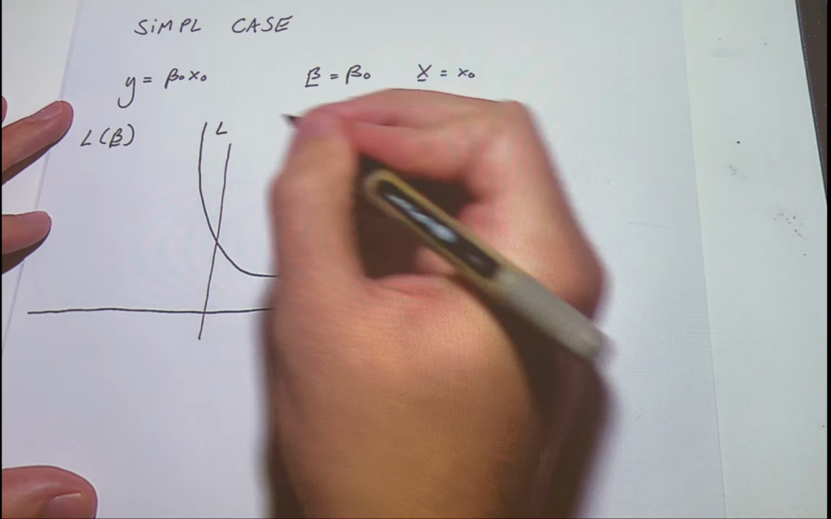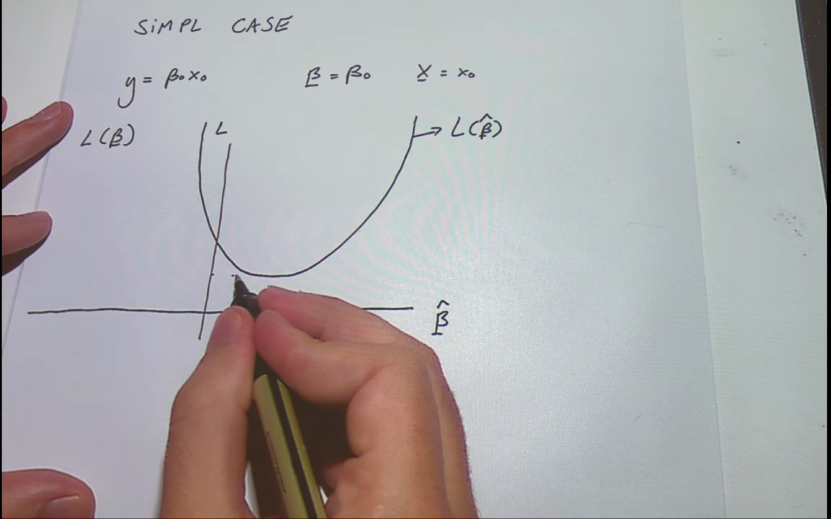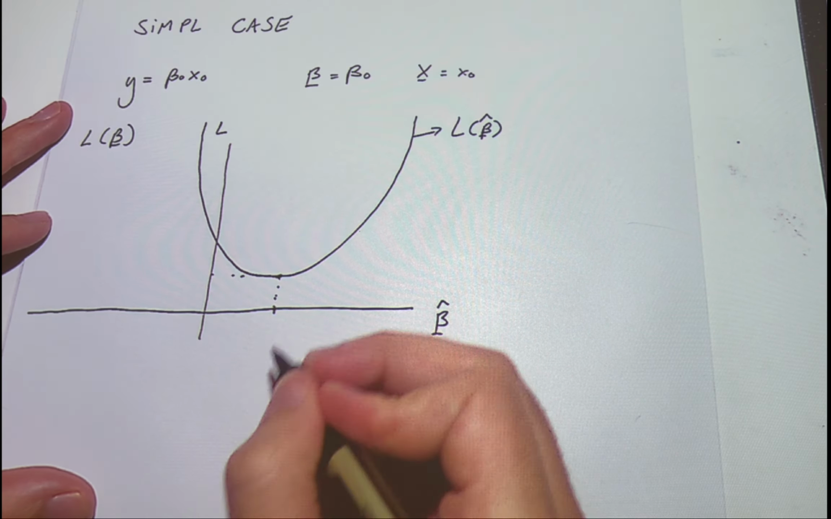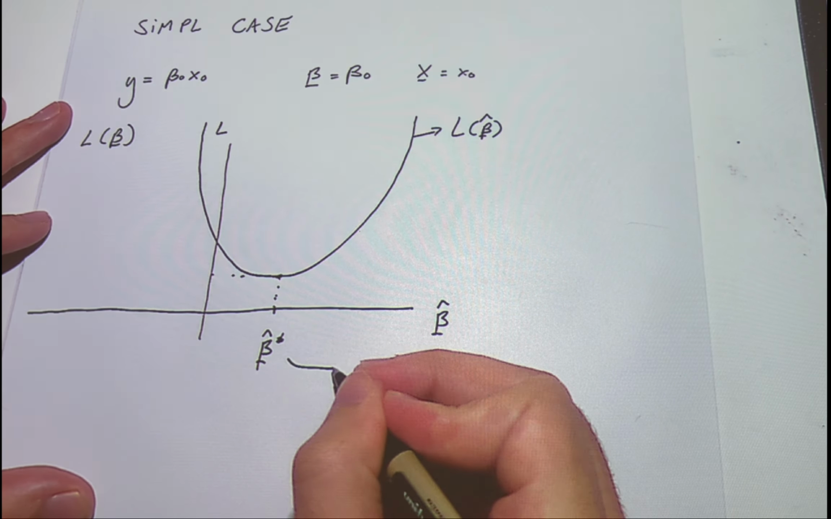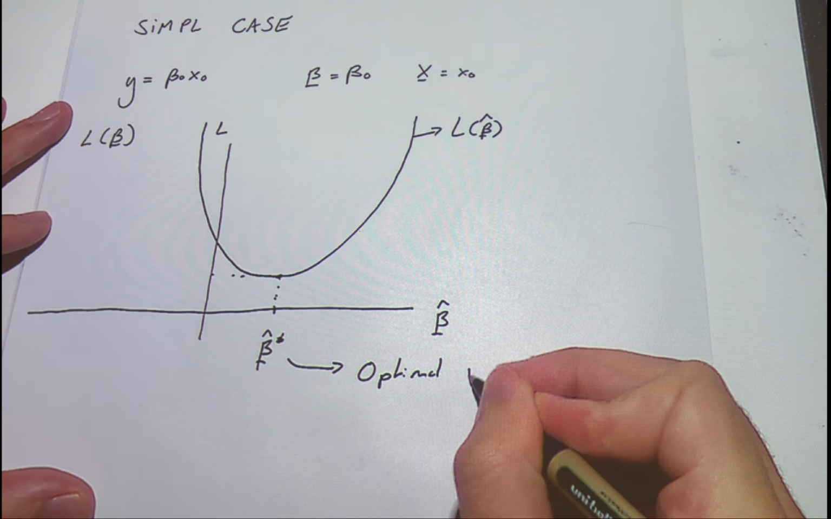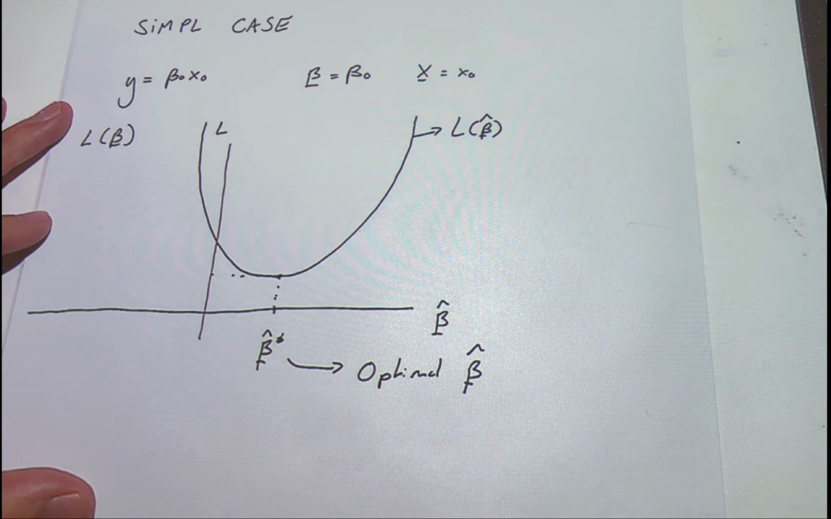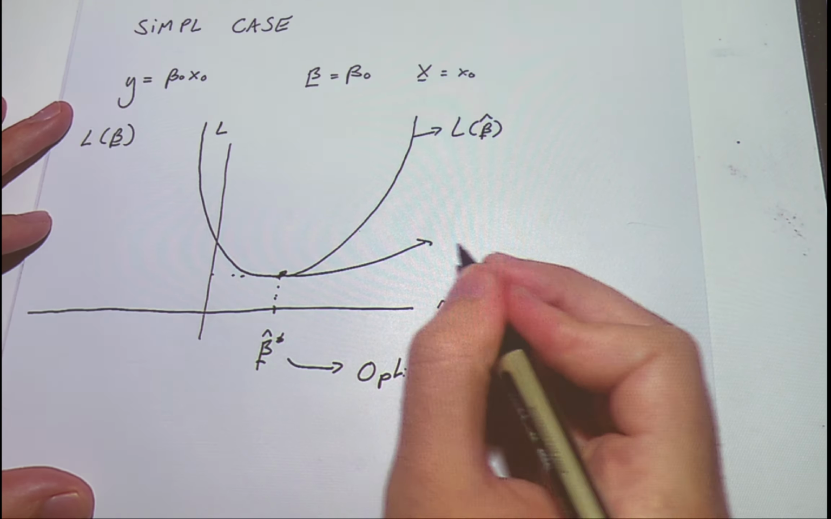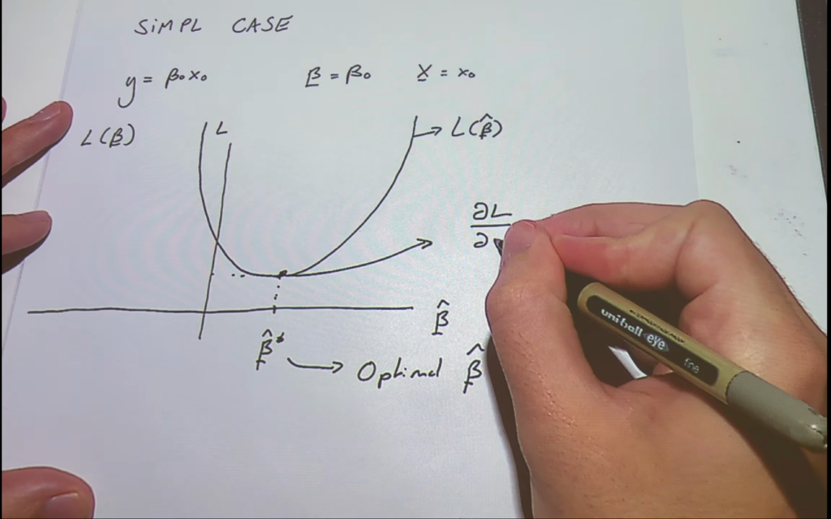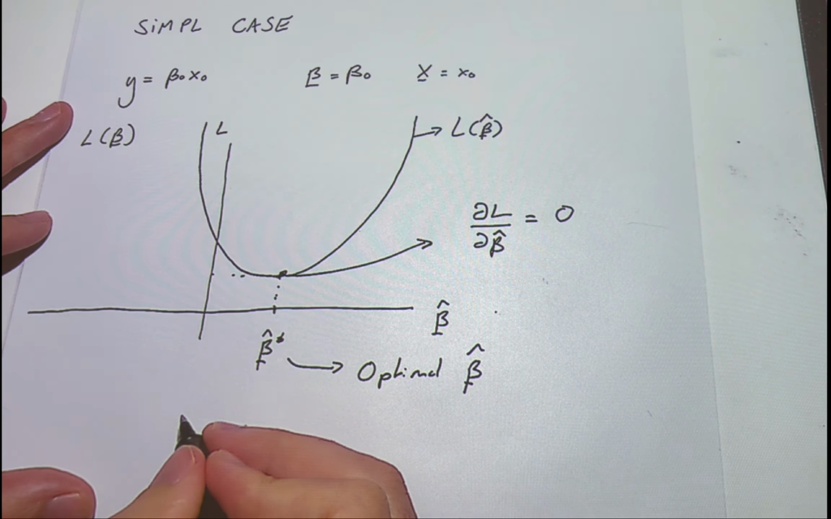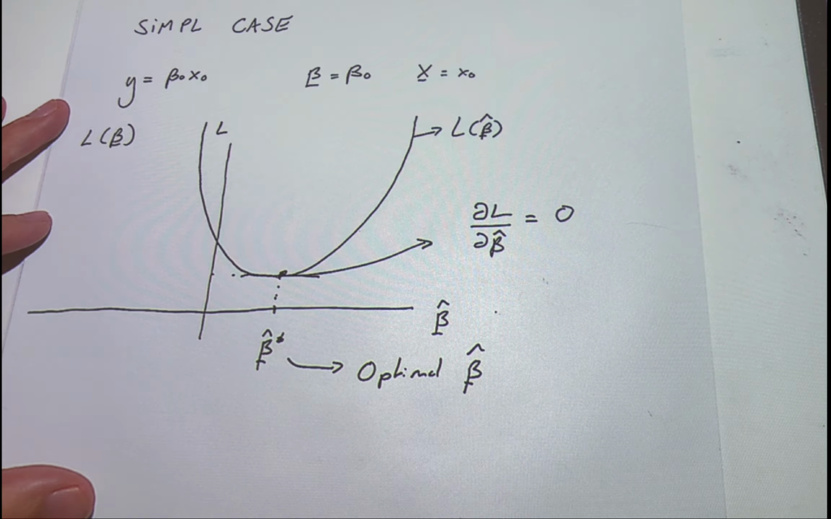And so you might notice, if you've done a class of calculus before, that the point at which this error is minimized is the same point at which the derivative of the loss function with respect to beta is equal to 0. The derivative in this case is just the slope of the curve. So because the slope is flat, we say that the slope is equal to 0.